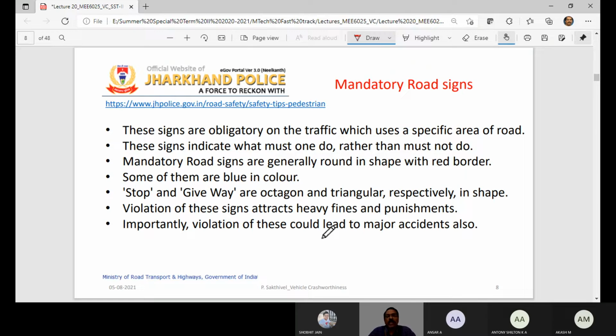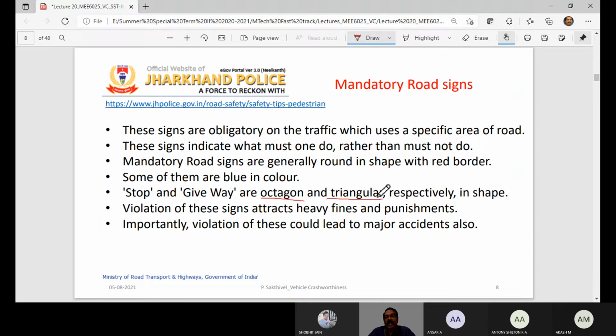And mandatory road signs are generally round in shape with a red border. Some of them are blue in color. Stop and give way are octagon and triangle respectively in shape. So see, when you see stop, you would have an octagon around the symbol. When you see give way, then you'll see it is inside a triangle.